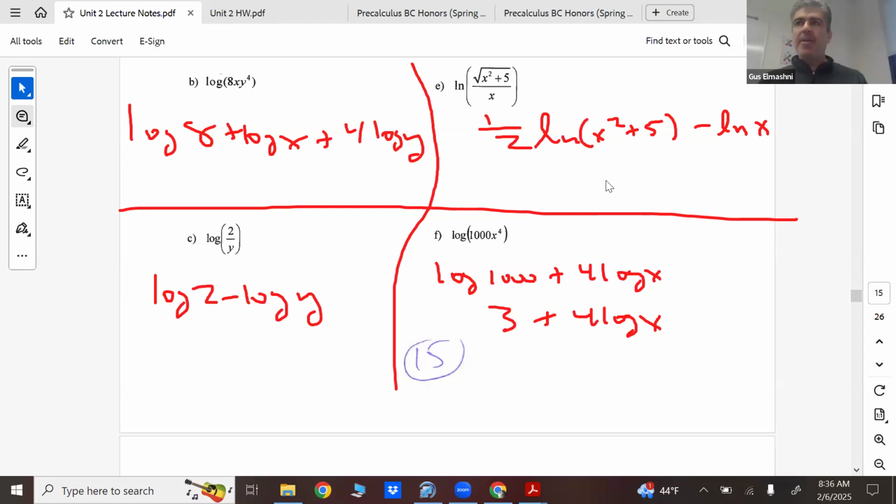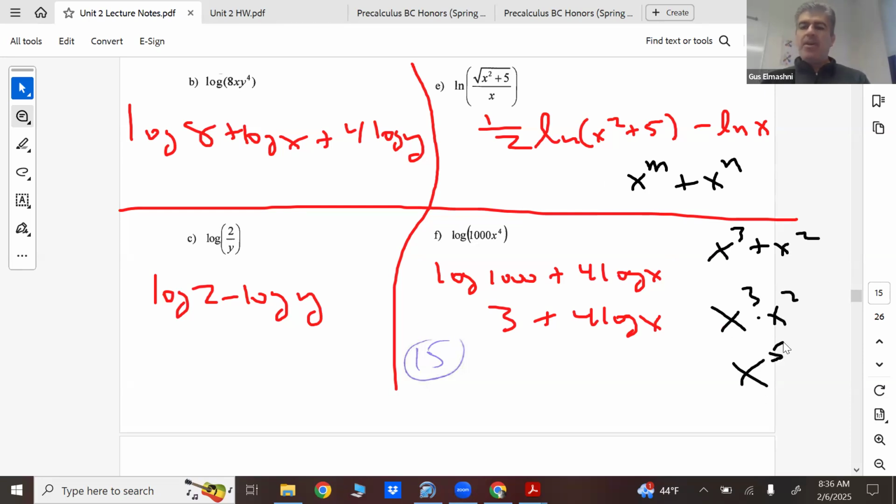Going back to exponents, for example, if I have x to the m, is there any shortcut for that? No, it is what it is. If I have x cubed plus x squared, guess what? It's x cubed plus x squared. I can't do anything about that. But if I have x cubed times x squared, can I do something about this? Sure, x to the 5th. It's the same thing. We don't want to mix it up.